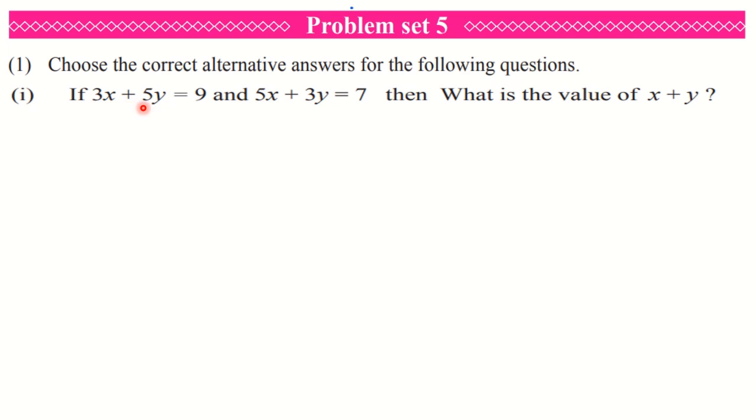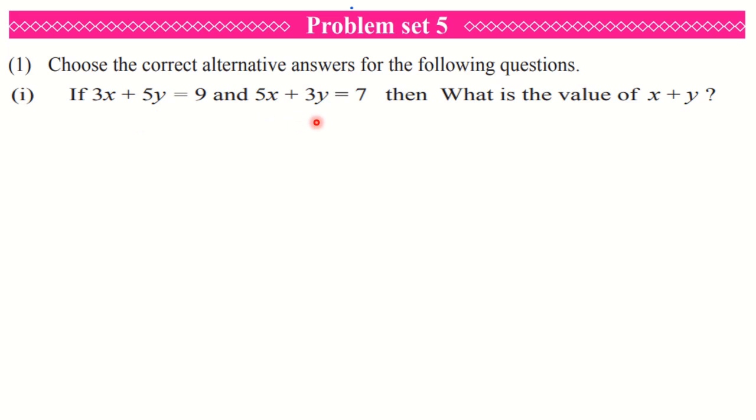If 3x plus 5y is equal to 9 and 5x plus 3y is equal to 7, then what is the value of x plus y? Okay, so here you can see two equations. That means these are simultaneous equations. So you have to solve them and find the value of x plus y. But now we have seen only one method, elimination method, where we are equating the coefficients. But here that will become lengthy.